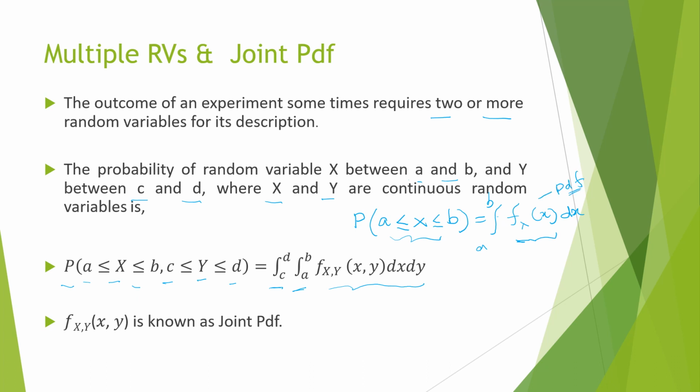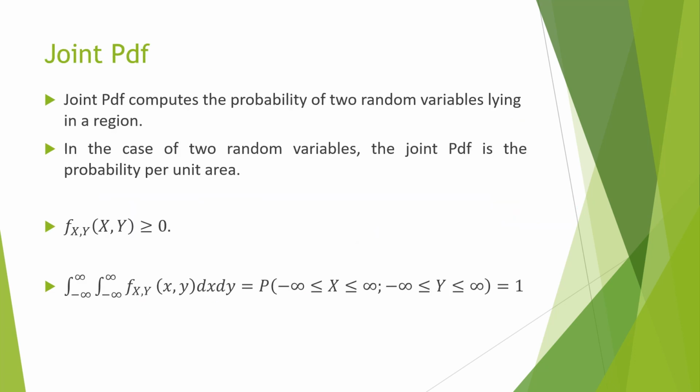If we extend the same definition to two random variables, then the probability of a less than or equal to x less than or equal to b and c less than or equal to y less than or equal to d is equal to the integral c to d and the integral a to b of fxy(x,y) dx dy. As we are using two random variables x and y, this PDF is known as the joint PDF. The joint PDF gives the probability of two random variables lying in a region.